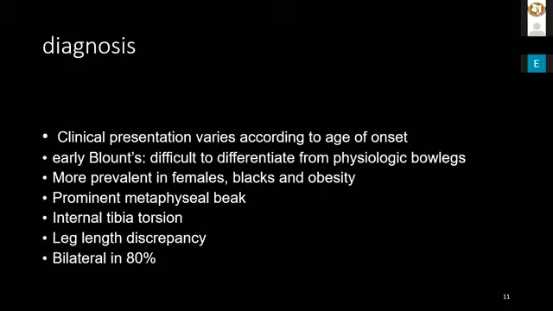Then you look at the metaphyseal beak as one of the typical features. Just below the metaphyseal beak is the sclerosis of acute angulation as well as sclerosis of the cortex below the metaphyseal beak. Internal tibial torsion, you appreciate by looking at the foot progression angle as well as the foot thigh angle, which we shall visit while looking at the physical examination. The leg length discrepancy is usually observed if a patient has a unilateral deformity. You have seen the majority have bilateral deformities.